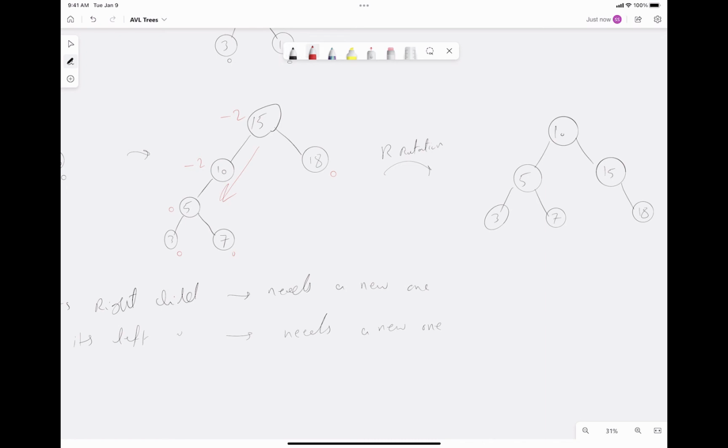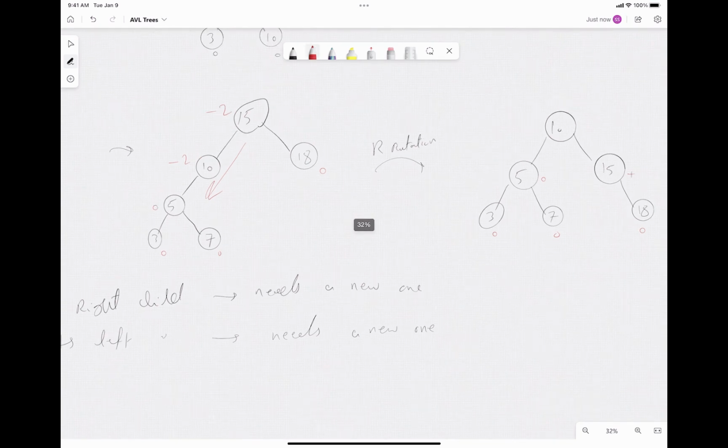So let's write the balance factors. You see for 3, 7, and 18, those are 0. For 5, it is 0 because, again, the difference between right and left subtrees is 0. For the 15, it is 1 because from the right side we have node 18, but from the left side we don't have any node. And the balance factor for 10 is also 0.